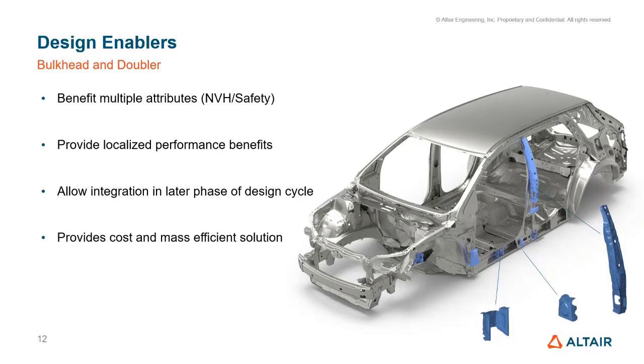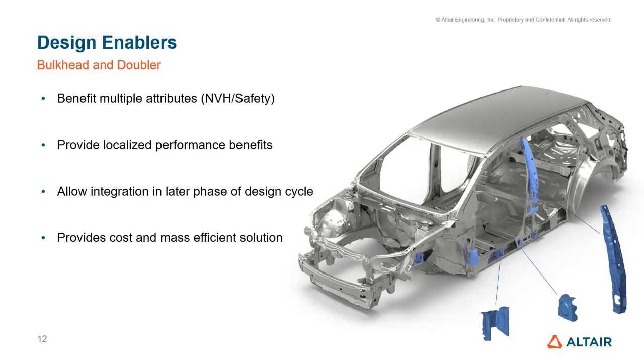The first set of design enablers that we have are the bulkheads and the doublers. As you can see, this is again an automotive example, but bulkheads and doublers are heavily used inside structural analysis, structural models. The reason they're used is that they benefit multiple design attributes. NVH, safety, and durability are just a few of them. They provide localized performance benefit. And another one is they can be integrated towards the later phases of the design cycle.